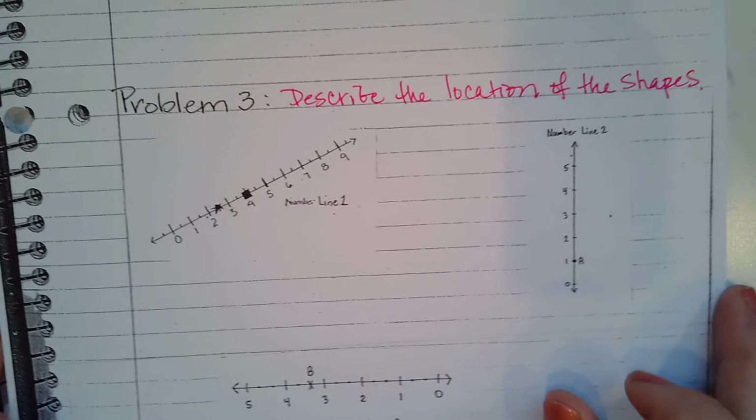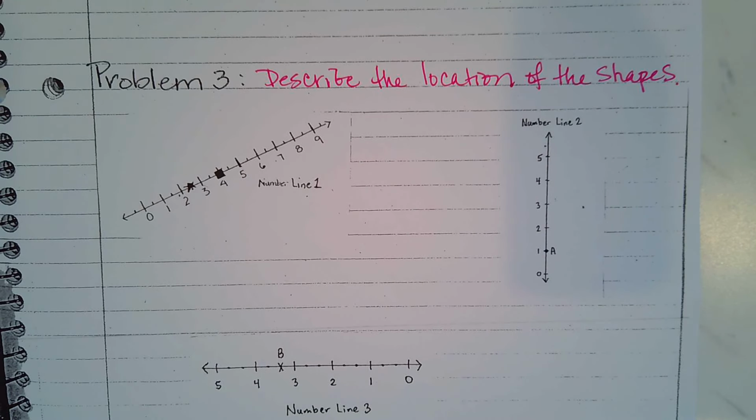All right, problem 3. Problem 3 is we are going to describe the location of the shapes on the number line. So without touching it, could you describe where the star is located? All right, say it out loud. Yes, it's at 2.5. We don't know if that's inches, we don't know if that's centimeters, but we know it's at 2.5. What else can we tell about the star on number line 1? What can we tell?